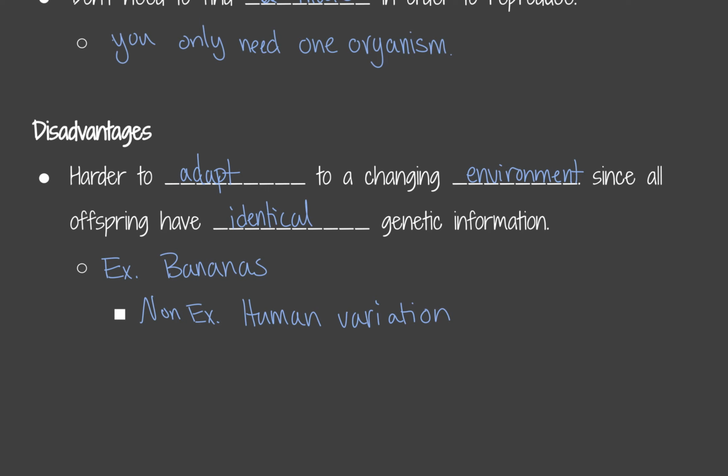But if we had all been genetically identical, it's likely something like the Black Plague or smallpox might have eradicated us as a species, and there would be no more humans left. So again, when you don't have any genetic variation, diseases or changes to the environment are likely to cause extinction.